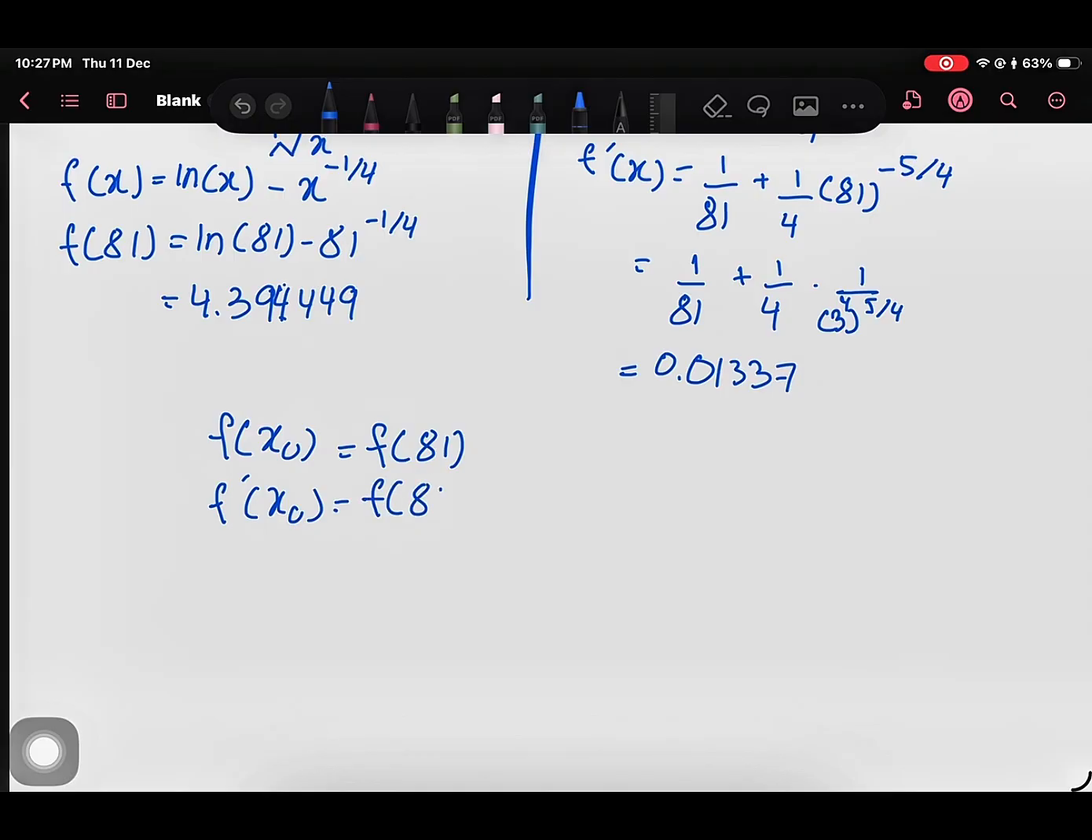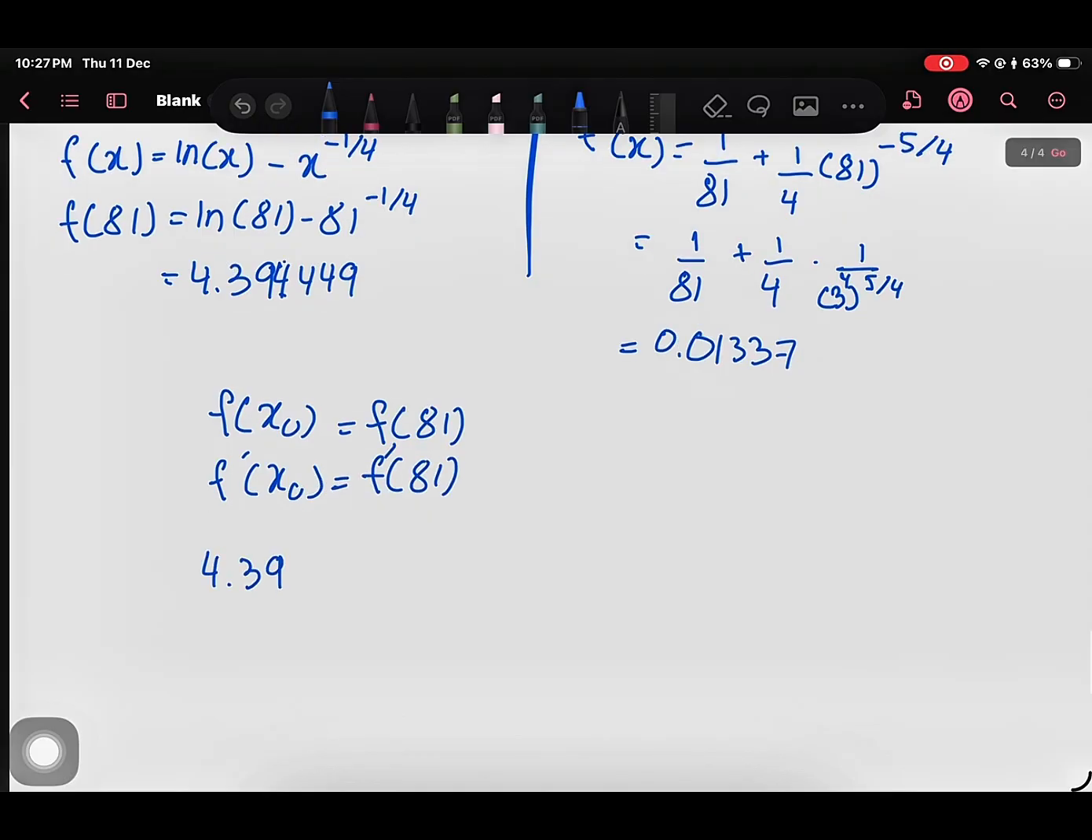And then we will use the formula, and then we will put both answers into the formula. It will become 4.39449 plus 0.01337 multiply with negative 0.03. The final answer is 4.394048.